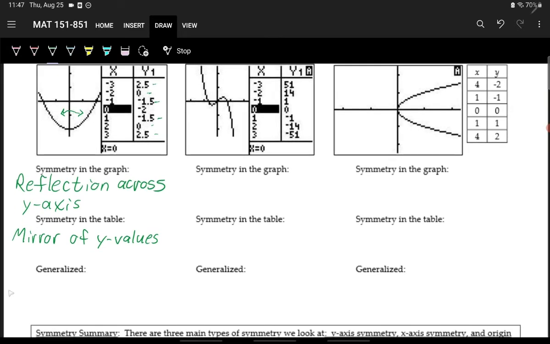So let's say, to generalize it, same output for positive, negative inputs. We call this y-axis symmetry.